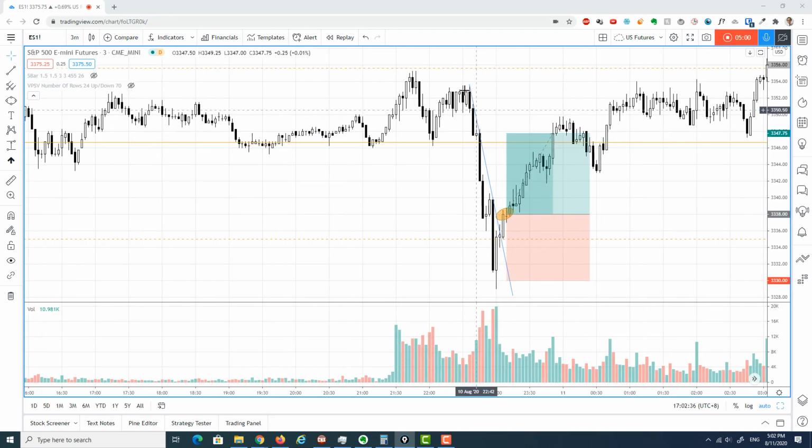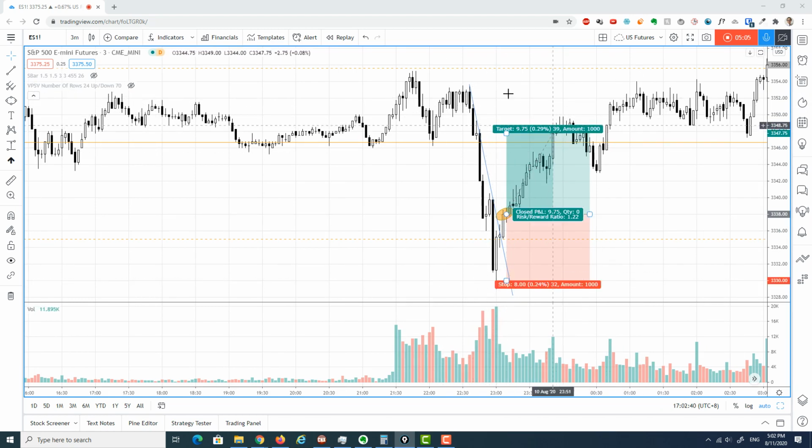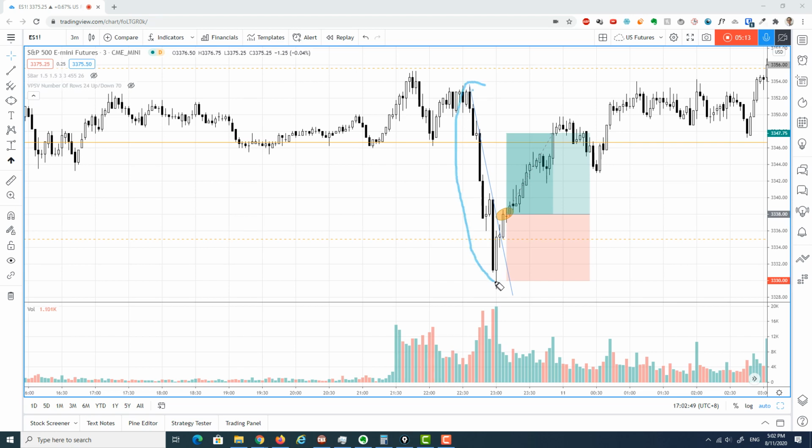This reaction is relatively sharp and quick. Within less than 30 minutes, we lost close to 20 or 25 points here. So this leg down is very sharp, from around 3352 to around 3330. So definitely it's around 20 points here.